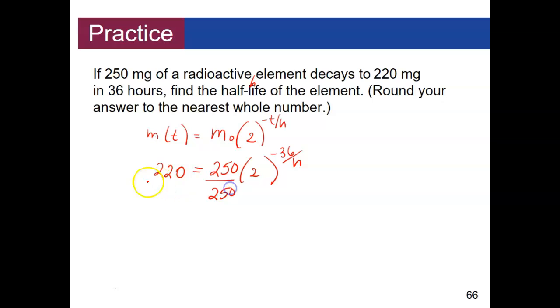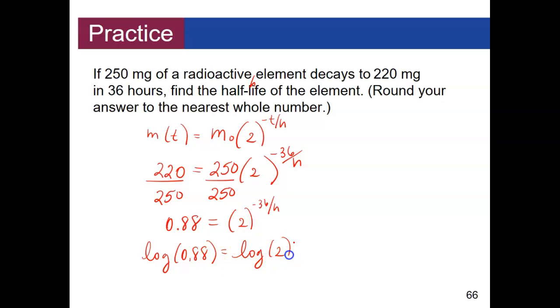So I'm going to start by dividing by the 250. So this will give me 0.88. Okay, we're going to take the log of both sides. Okay, we're going to be able to bring this down. From here, the easier thing to do is going to be to cross multiply and then solve for H.